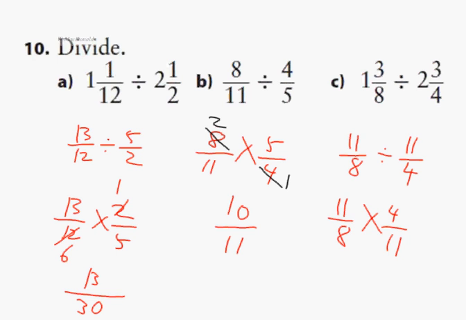What a beaut. This is the best looking cross reduction question ever. 11 over 11 reduces to 1 over 1. 4 over 8 reduces to 1 over 2. When you multiply everything out, you get an answer of a half.